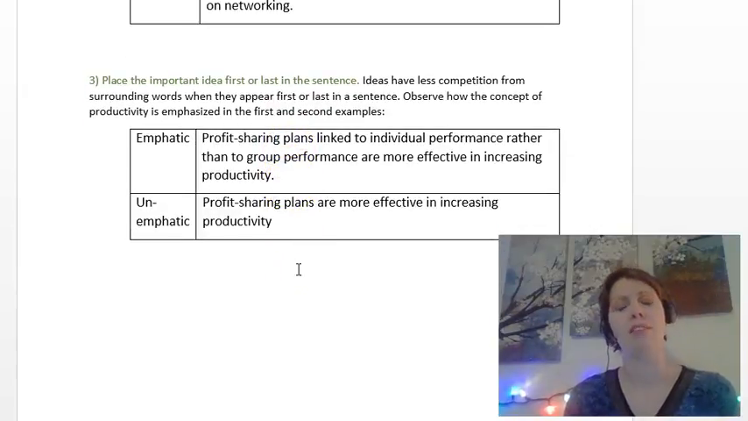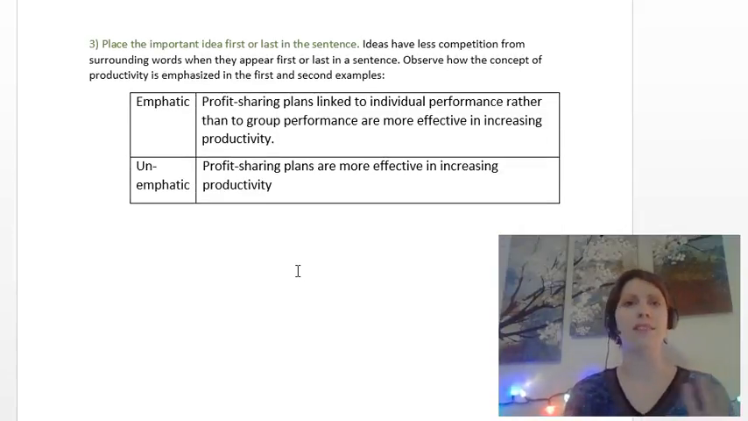Another thing to do is to place the important idea first or last in a sentence. So items have less competition from the surrounding words when they appear first or last in a sentence. Also, as we talked about in class, there's the primacy and the recency effect. So things that people saw first and last are what they are most likely to remember. That's usually why when you're writing essays, your first paragraph states your main idea or your thesis, and your last paragraph has to summarize your entire essay, because the beginning and the end are what people will remember the most.